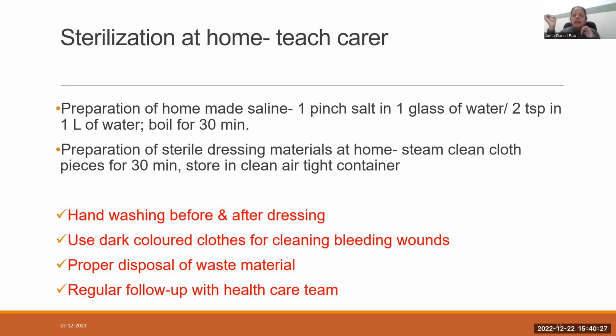immediately. Okay, and of course, whenever dressing is done, proper disposal of the waste material is always advisable. Right? Generally, it needs to be burned if a local level hospital incinerator is available. That can also be used. And of course, regular follow-up with the healthcare team. Either the patient can be taken there or, if home visiting is required, then home visiting can be done. Or nowadays, a lot of technology is also available. Video calls can be done, and pictures can be shared.